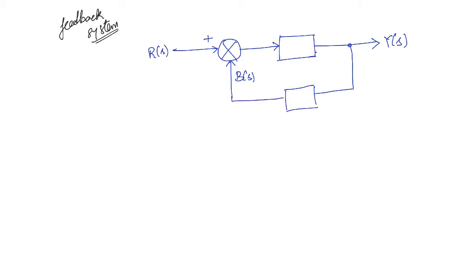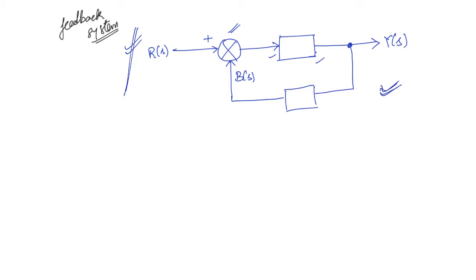So here you can see that you have blocks, you have arrows, this is the takeoff point and this is the summing point. So this is one simple block diagram, but it is very important because even more complex systems can be reduced to this form. We will see how to reduce a block diagram later on, but for now it is important to understand that complex block diagrams also can be reduced to this form.